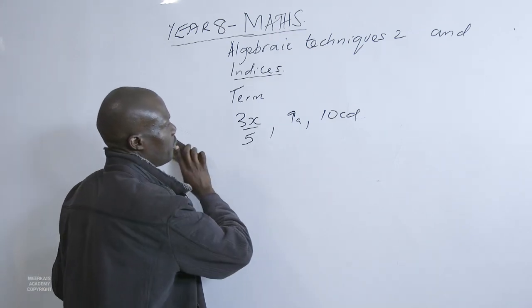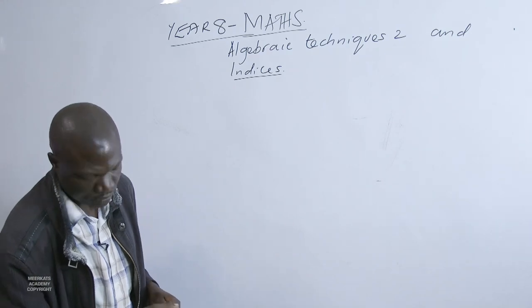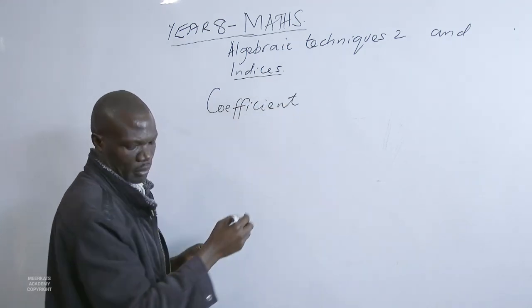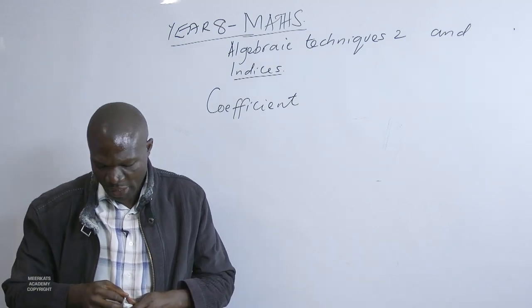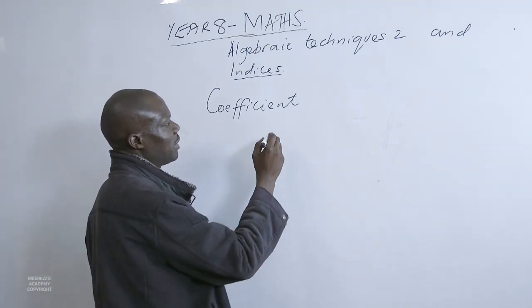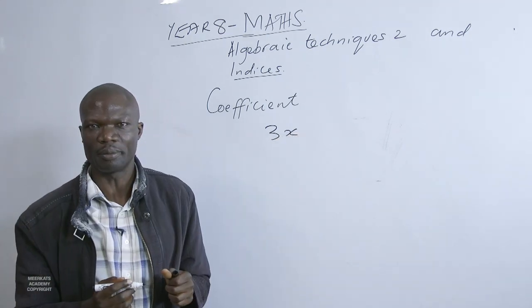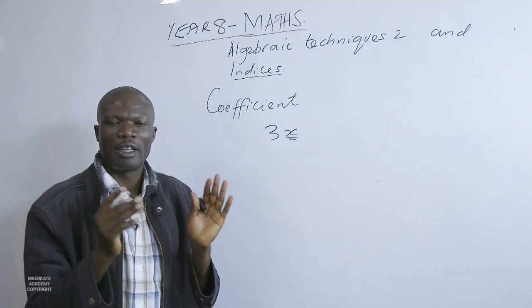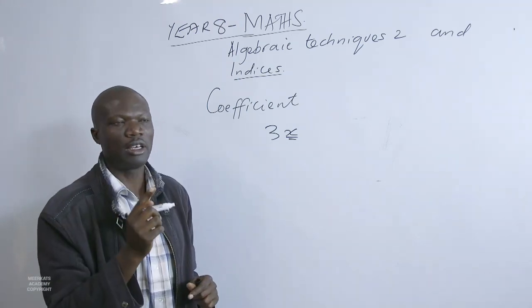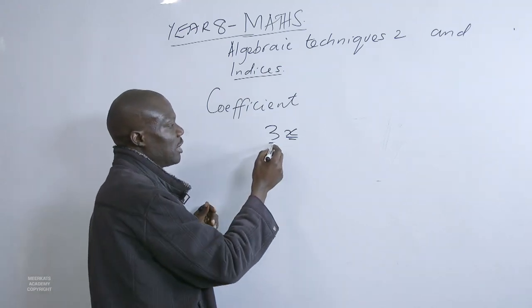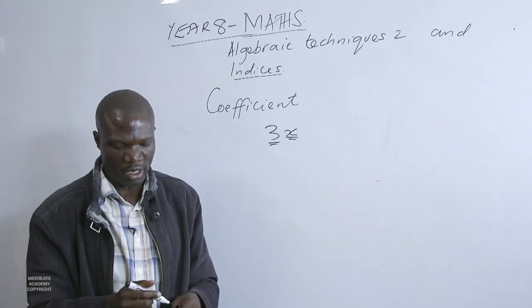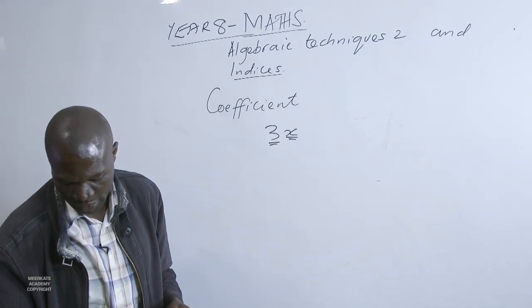we have what we call a coefficient. A coefficient here is the number that is in front of a pronumeral. For example, if I write here 3x, this is a term. A pronumeral is this x. The number that is before a pronumeral is what you call the coefficient. Therefore, the coefficient of x in the term 3x is 3. So we can have an expression and we identify the coefficients of various pronumerals. Let us have an expression, then we identify the terms.